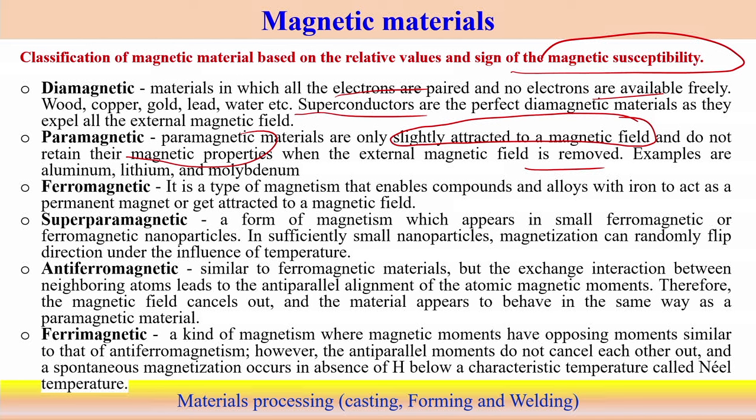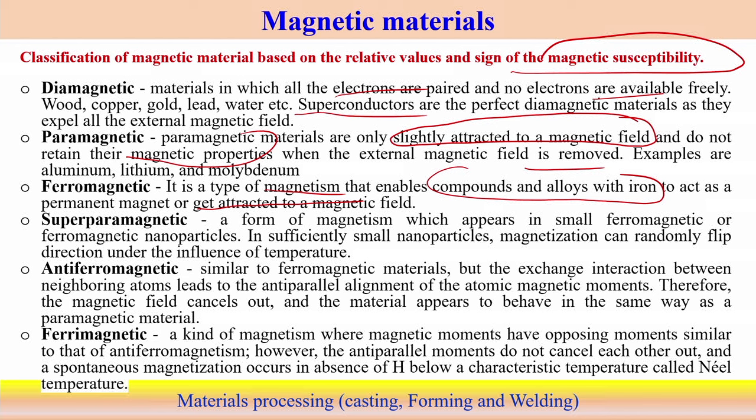Similarly, ferromagnetic materials are a type of magnetism that enables certain compounds and alloys with iron to act as permanent magnets or get attracted by an external magnetic field. That is called a ferromagnetic material, or a kind of magnetism. Materials that are themselves permanent magnets can be considered ferromagnetic materials.